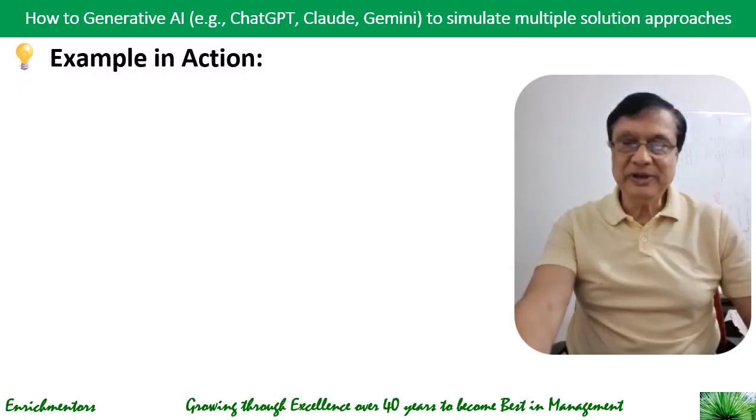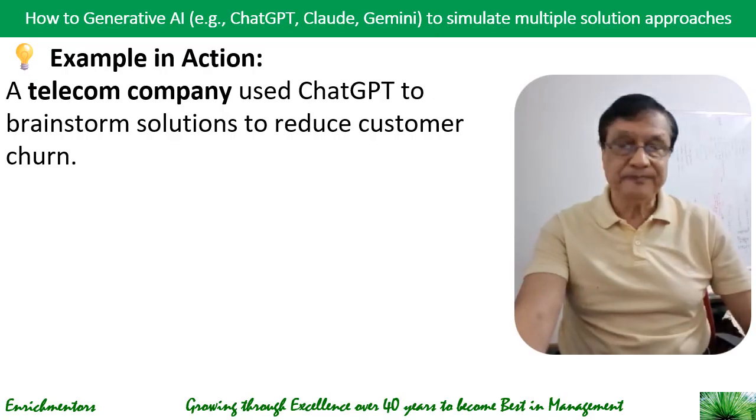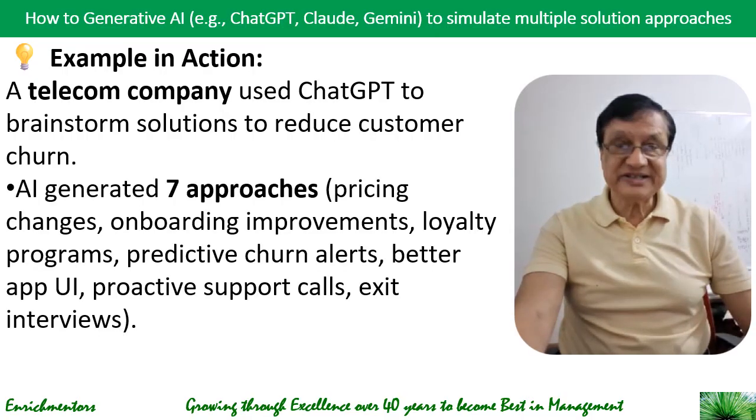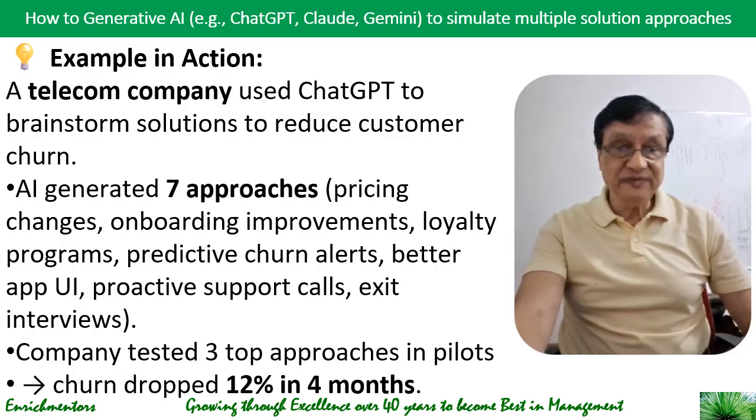Let's take a look at an example in action. A telecom company uses ChatGPT to brainstorm solutions to reduce customer churn. AI generated seven approaches: pricing changes, onboarding improvements, loyalty programs, predictive churn alerts, better app UI, proactive support calls, and exit interviews. The company tested the three top approaches in pilots, and as a result, churn dropped 12% in 4 months. So that's how you can solve the problem by using these novel, creative, multiple solution approaches.